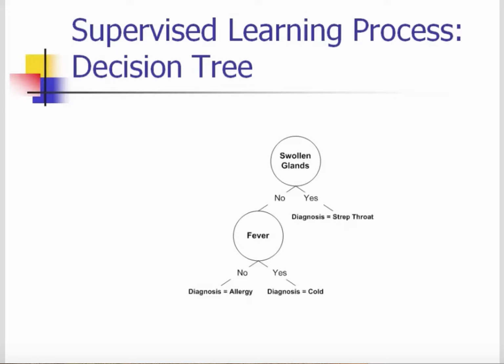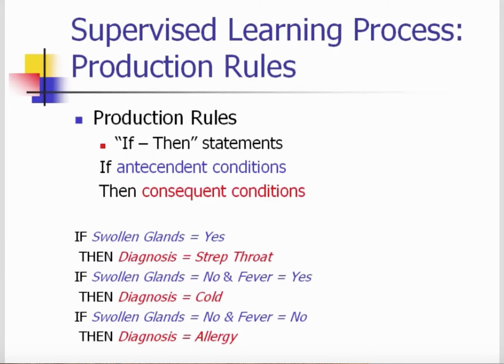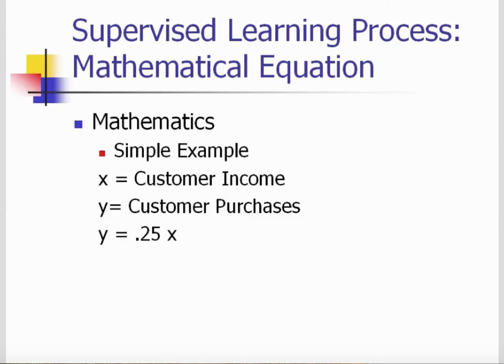That's the terminal node. Another way of defining a data model is using production rules. Production rules are of the form if-then. If antecedent conditions, then consequent conditions. So for example, if swollen glands equal yes, antecedent condition, then diagnosis equals strep throat, consequent condition. Another way of defining a data model is using a mathematical equation. For example, here is a very simple equation that relates customer income to customer purchases.